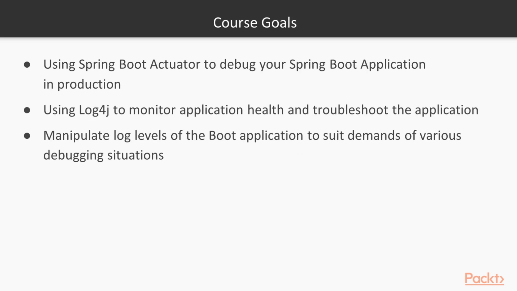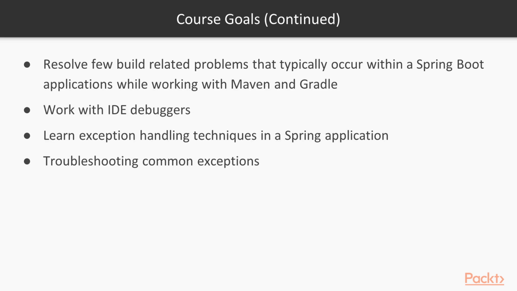At the end of this course, you will be able to use the Spring Boot actuator to monitor and debug your application. The logging framework Log4j will monitor your application health as well as to manipulate the log levels of the application. You will resolve build-related problems that can occur within a Spring Boot application while working with Maven and Gradle. You will learn how to use the different IDE debuggers of Eclipse and IntelliJ and learn exception handling techniques in a Spring Boot application. And you will see some common exceptions that can occur in an application.